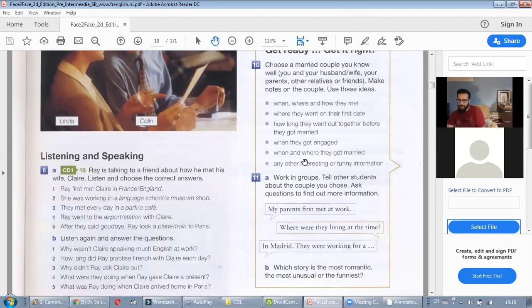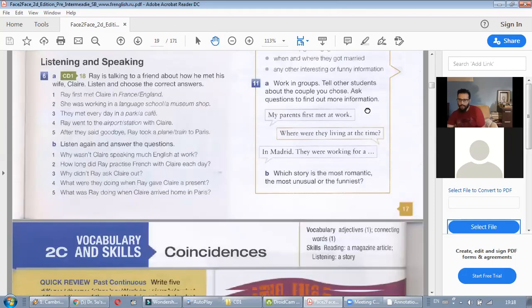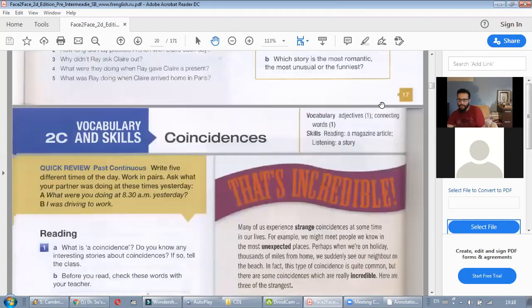And this is an example of how you can tell your friends about it. My parents first met at work. Where were they living at the time? In Madrid. They were working for blah blah. Okay, so we just need to talk about a couple we know in this question.